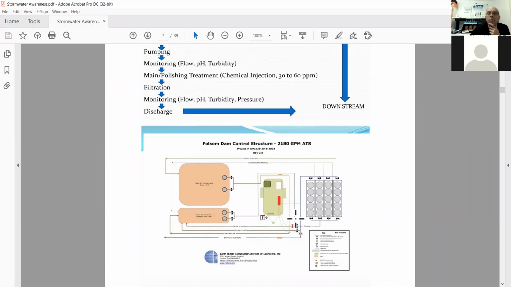If it is, it's slightly treated, goes to filtration, comes out of filtration, and goes to either discharge if it's ready and it meets specifications. If it's not, it goes back to recirculation and gets retreated until it is ready.